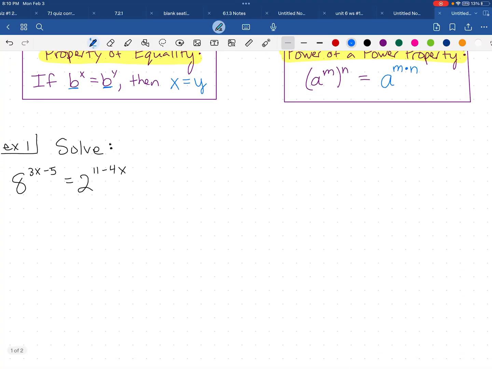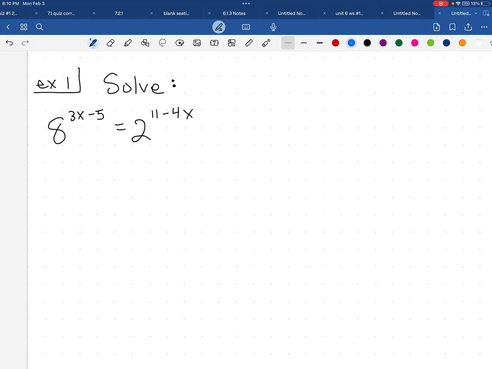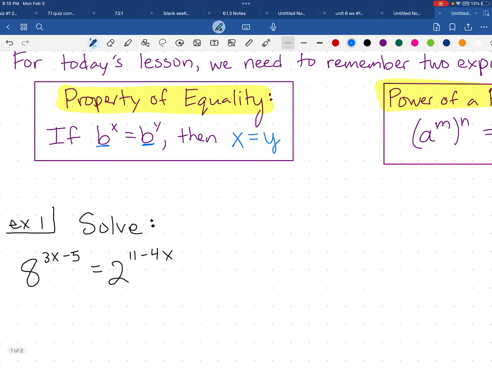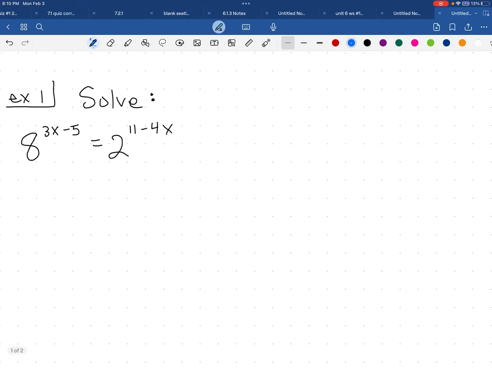So moving right along, we're going to draw from those two. In example 1, we're being asked to solve 8 to the 3x minus 5 equals 2 to the 11 minus 4x. Just a reminder, we're trying to find the x value that would make this statement true. I'm going to give you some pretty clear steps, so I don't want to waste your time. Step 1 is we want to be able to use the property of equality. So our goal is to make both sides be a power of the same base. So we're going to rewrite both sides as a power of the same base.